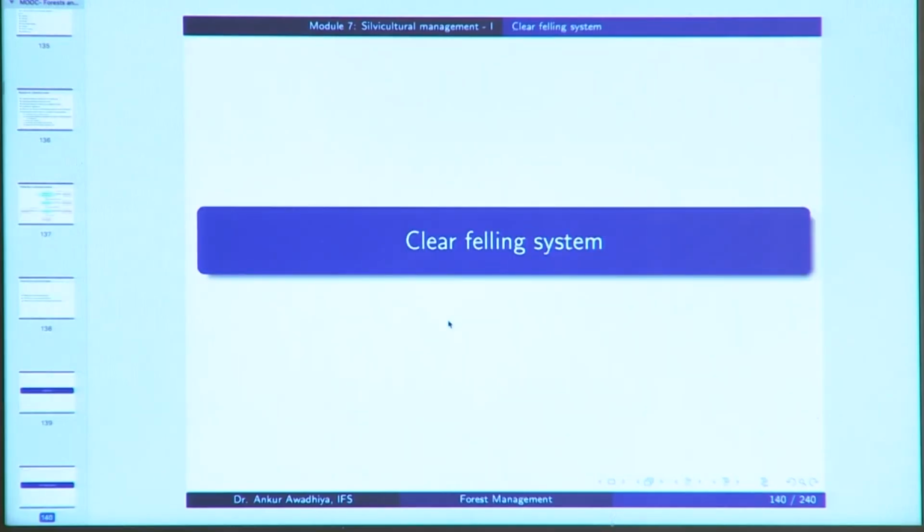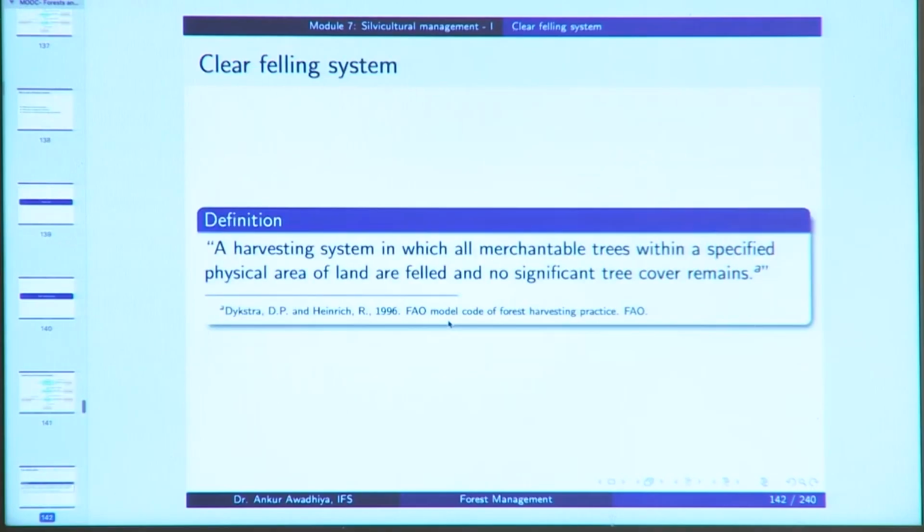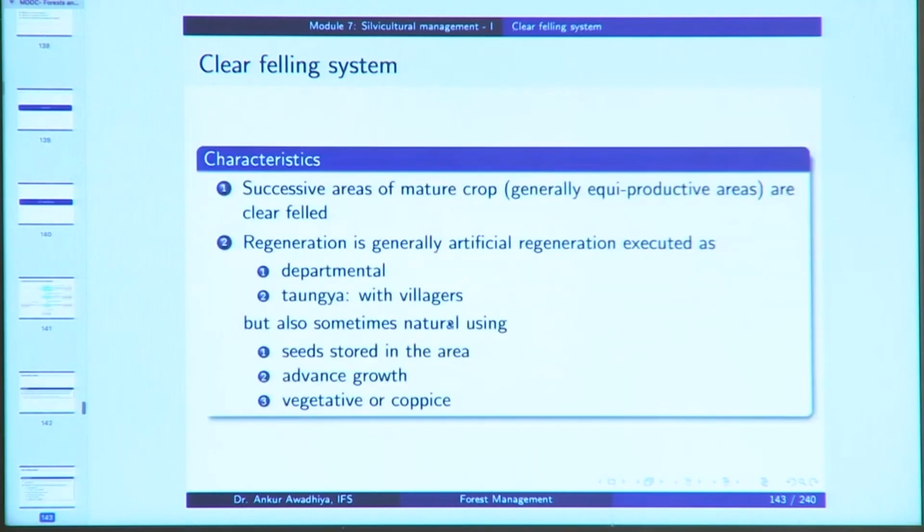Then we looked at the clear felling system, in which case you have a concentration of felling and regeneration operations on a part of the area and the whole of the old crop is cleared in a single felling. A harvesting system in which all merchantable trees within a specified physical area of land are felled and no significant tree cover remains. Characteristics, successive areas are clear felled.